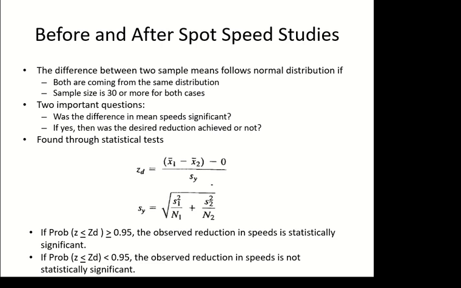The reason is, again, we are using the central limit theorem, 95% probability. If it is more than 95%, that means the z value has a 95% chance of being higher than this, and there is only a 5% chance that it is lower. So 5% is a very negligible value. We say that I can say with 95% confidence that there is a change in the speeds. This is how you find out if the change is significant or not.